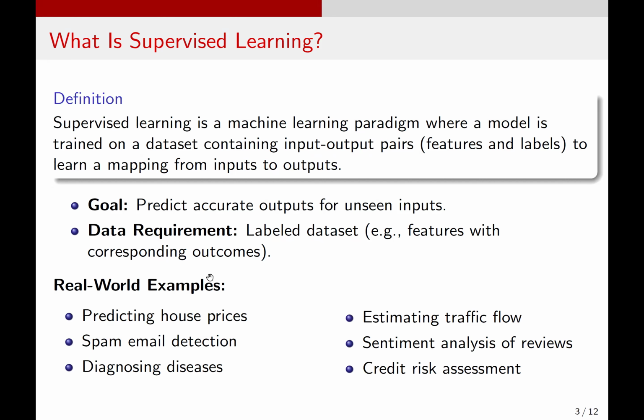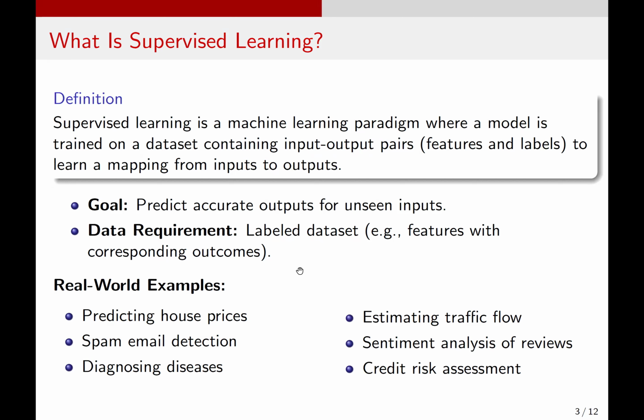Then the data requirement, we need labeled data sets, e.g., features with corresponding outcomes. Like I've given a very good example, like you want to see how someone grows given their nutrition, their environment, and say genetics. Yeah. So some real world examples of supervised learning will be things like predicting house prices. So if you want to predict house prices given certain input variables, right? You want to also detect spam email. That's also a very good example of supervised learning.